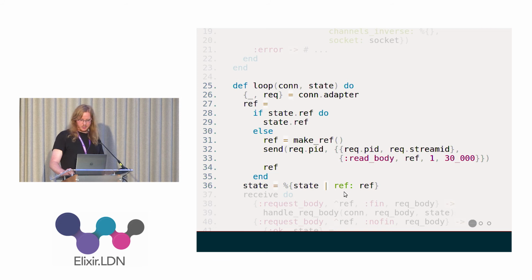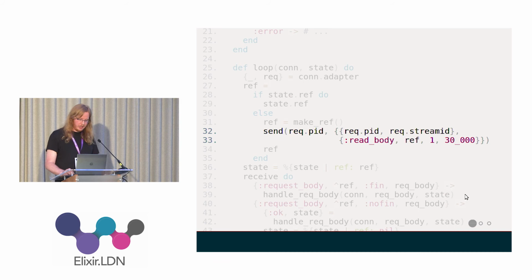And the loop function has the con and the state, and most of this code at the top is to make a unique reference, like here where it says make ref. And what we're doing is we're sending a message called read body with a reference and a timeout. And then we're calling this on the PID that is responsible for the connection. And Cowboy doesn't have a way at the moment to asynchronously read a body, which is why we're sending it a message. And as long as the timeout's less than 60 seconds, it'll work. So after 30 seconds, this will timeout and send us a message, and we'll just continue on the loop with a new reference.